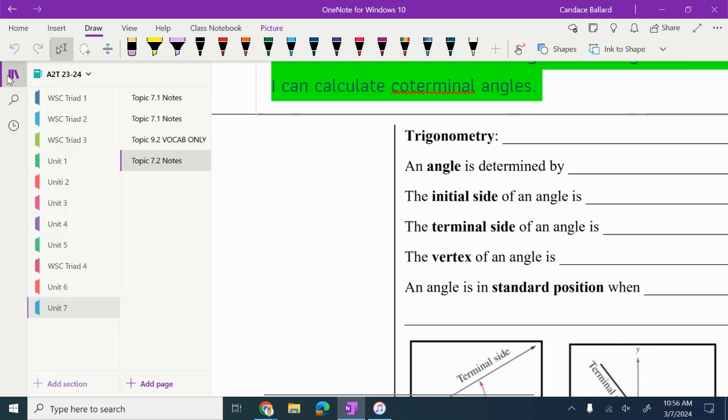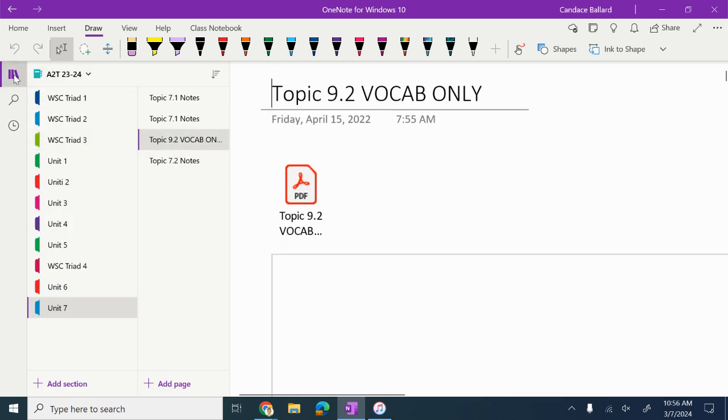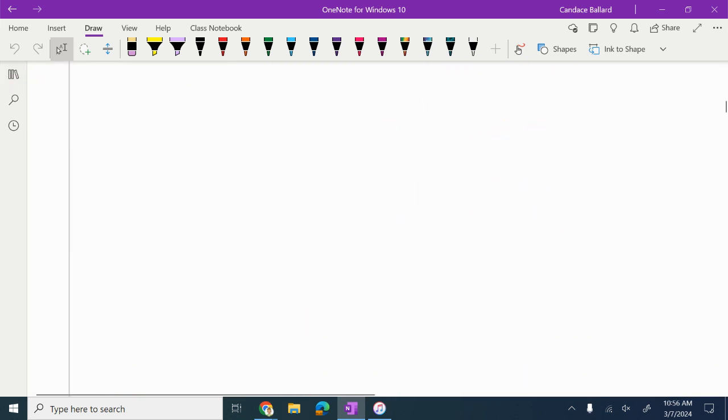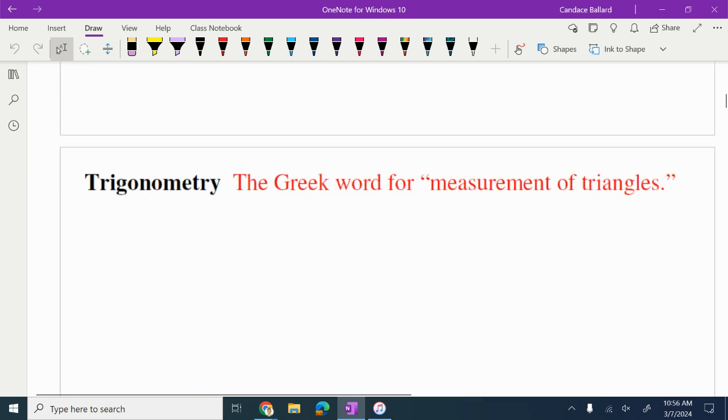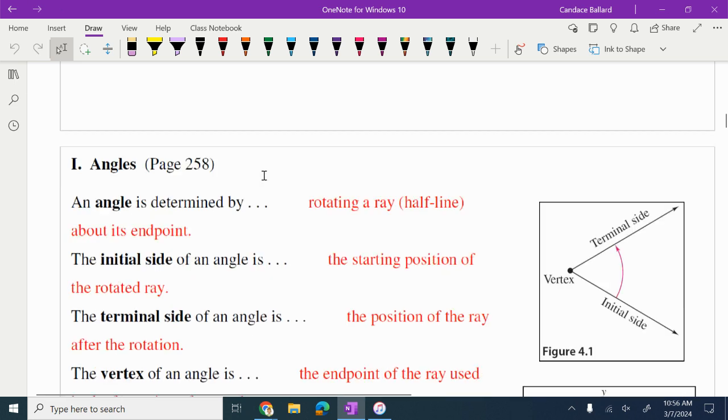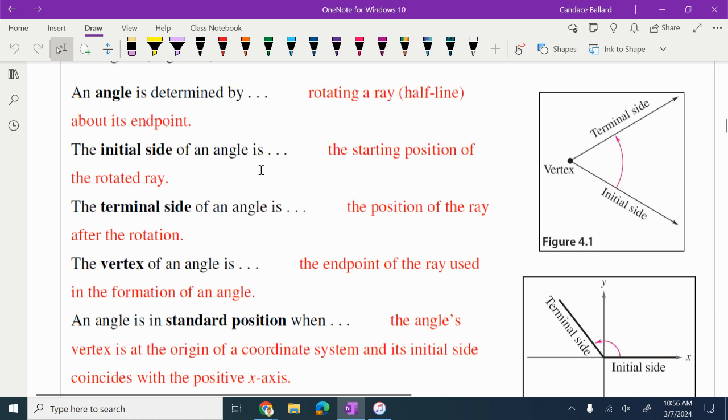I'm going to flip to another one that has the vocabulary typed out. So, trigonometry. It's the Greek word for the measurement of triangles. So it has to do with triangles, but it isn't just triangles. We have some measurements in there that we're bridging from right triangles to the rest of trigonometry. All right, so an angle. I said I had you do this yesterday, so we don't have to wait and I can just go through the vocab really quick.